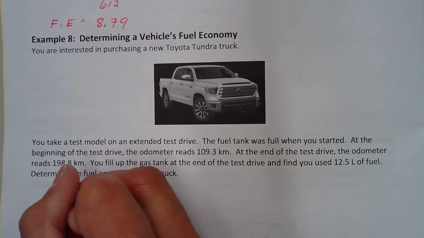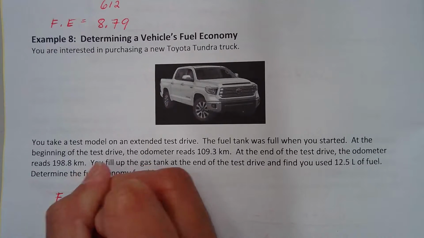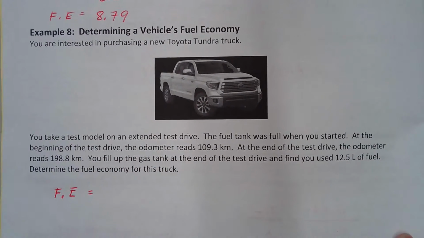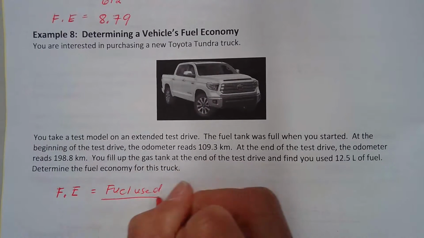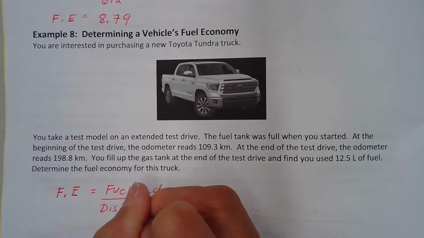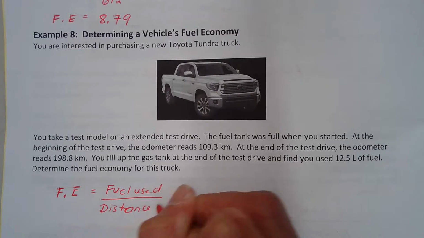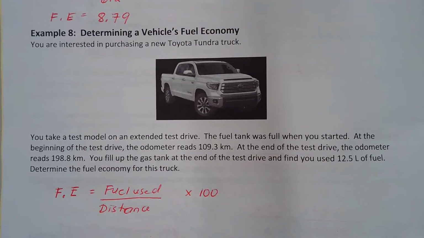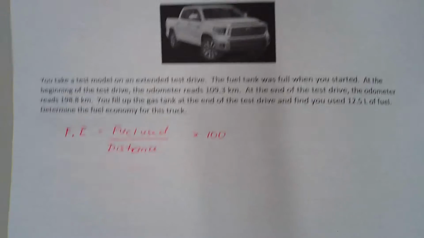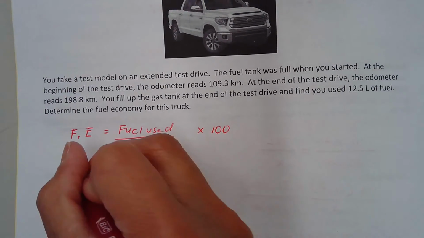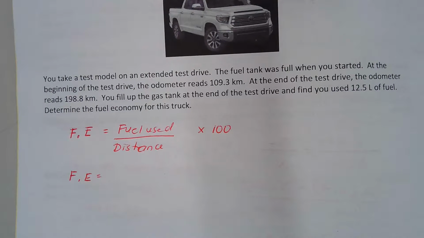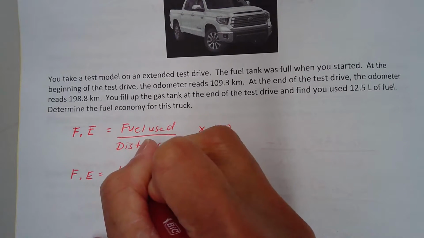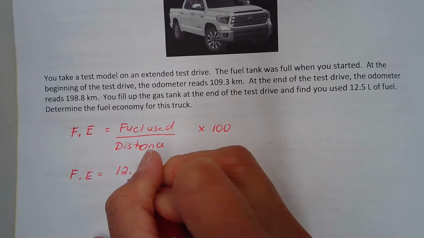So fuel economy, I'll just abbreviate that, FE, is equal to fuel used divided by distance traveled, times 100. Now, fuel used. We know that the fuel used to replace what was lost was 12.5 liters.